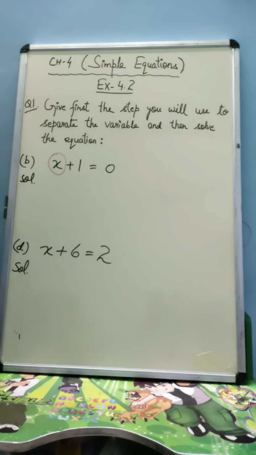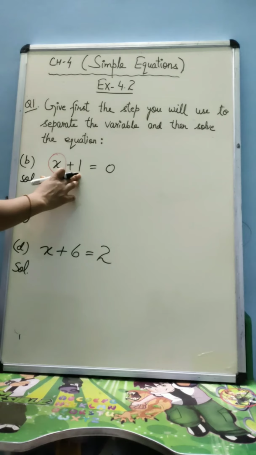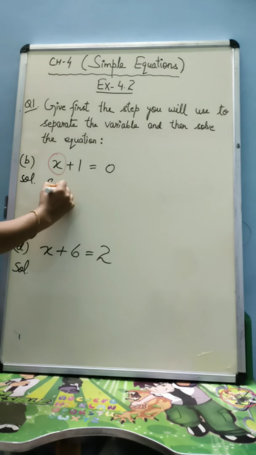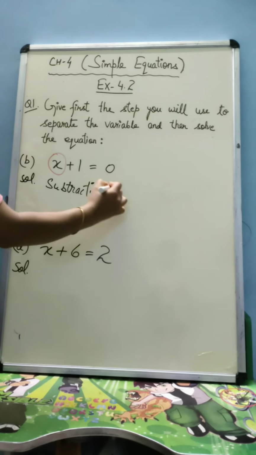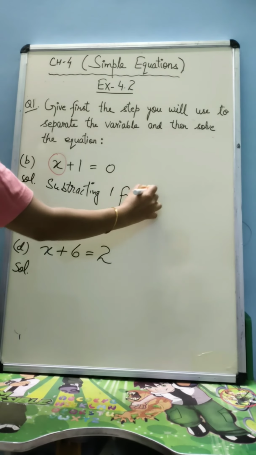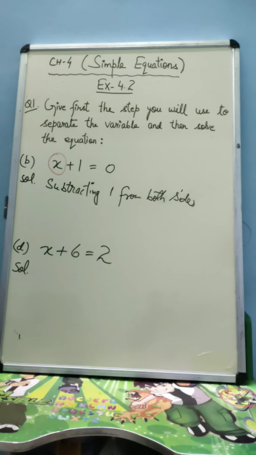So how will we do it? It is plus 1, so we need minus 1. Okay, so in this case, when we have plus a positive number, we will subtract the same number. So we will write subtracting 1 from both sides. So now we will subtract 1.